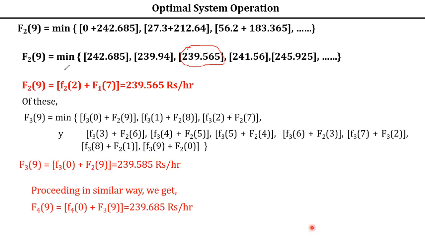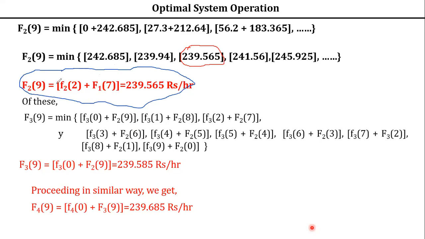So this one, F2 of 9, we are going to consider this one. Hope you understood this one. First, we have found the minimum among this group, and whatever the resultant values we got among those, this is the minimum.